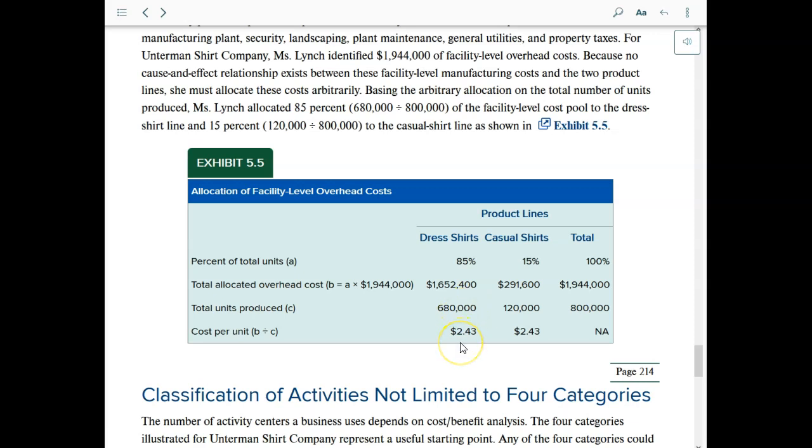Per shirt, 243. Sure enough, here happens to be the same, 243. It happened for the unit level cost, happened here, sort of a fluke. It doesn't happen very often where they're exactly the same. So we've gone through 4 categories here, and there could be more categories than this.